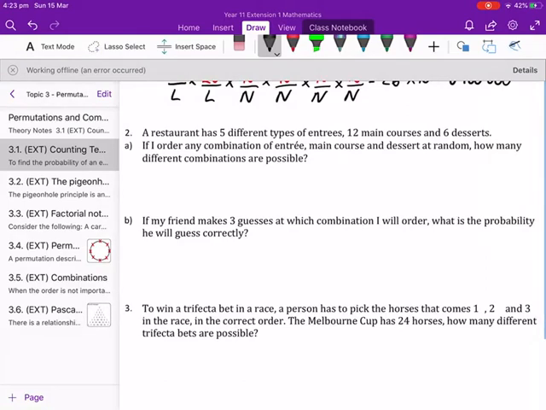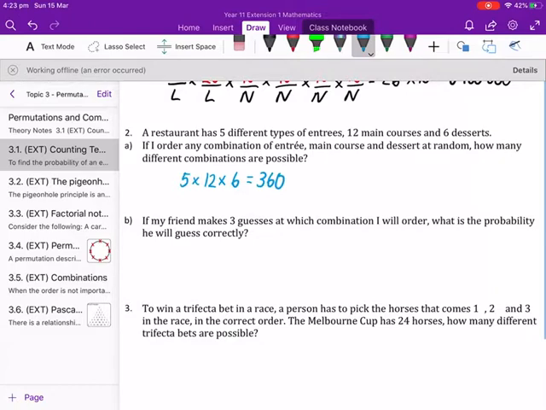Example 2. A restaurant has 5 different types of entrees, 12 main courses, and 6 desserts. If I order any combination of entree, main course, and dessert at random, how many different combinations are possible? So to work this out, we know that we have 5 different types of entrees, then you could have 12 different types of mains, and 6 different types of desserts. So all we do here is multiply these together. So we have 5 times 12 times 6, which gets us a grand total of 360 possible different combinations.